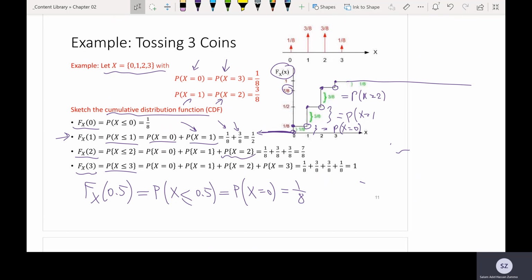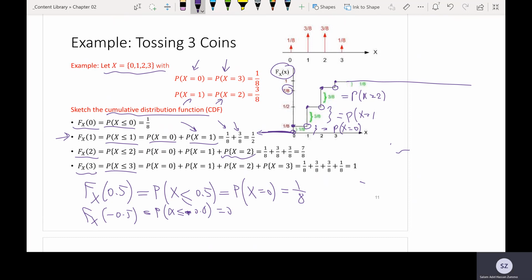And we said, okay, now let's find the value of the CDF at different values. So F_X(0) is the probability that X is less than or equal to 0, which is 1 over 8. And F_X(-0.5) is 0, because it's the probability that X is less than or equal to -0.5, which is 0. So anything before 0 has a value of 0, and it starts to be non-zero at 0. So basically, this is closed here.